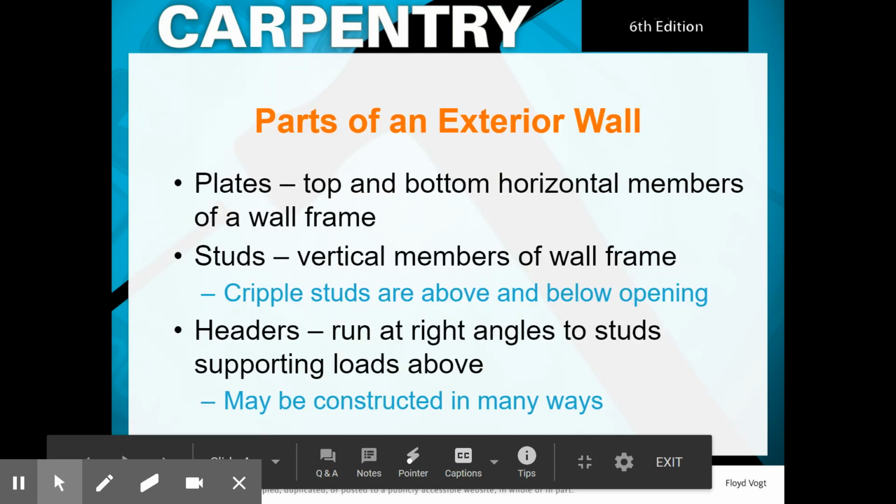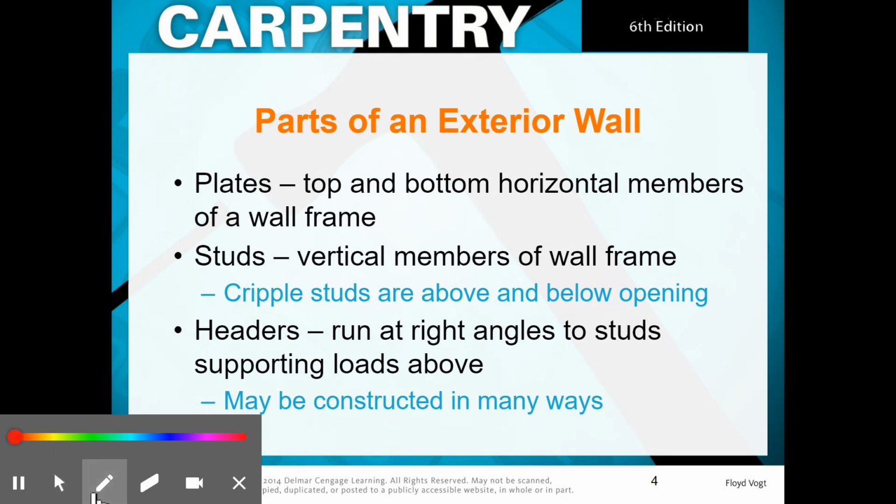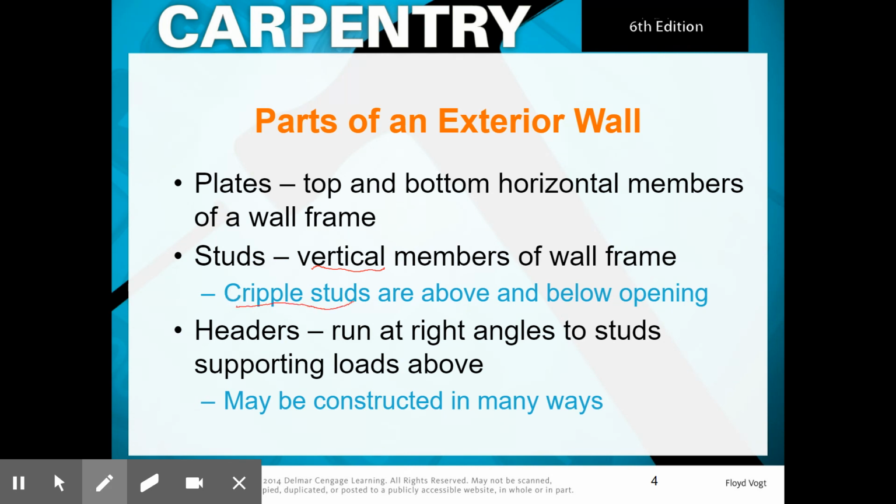So plates go on the top and bottom. They run horizontally, and they're what the studs connect to. The studs are vertical members of the wall frame, and the cripple studs that we talked about can be below or above a rough opening for a window, and sometimes they're above doorways also. Headers run at right angles to studs, supporting any of the loads above.